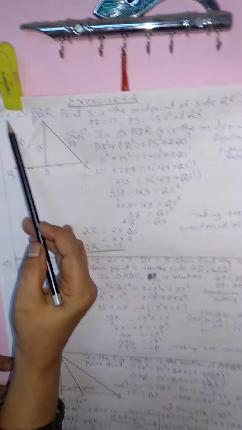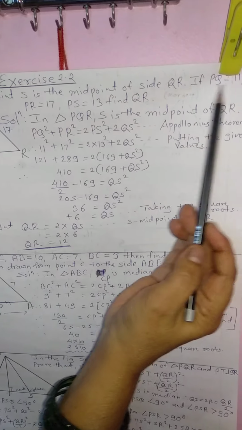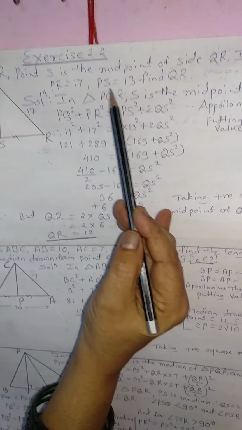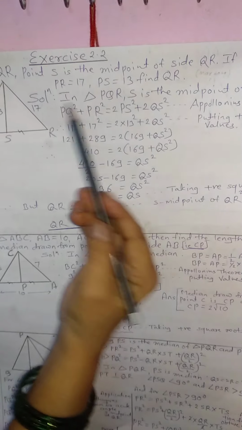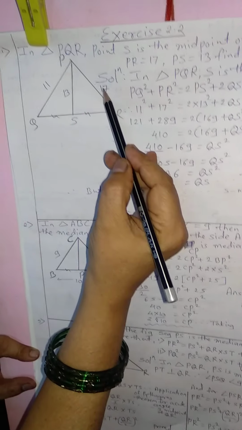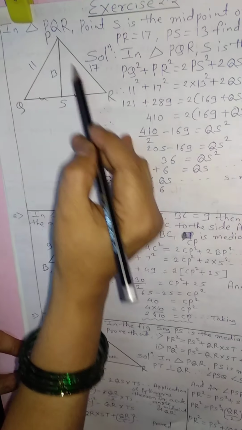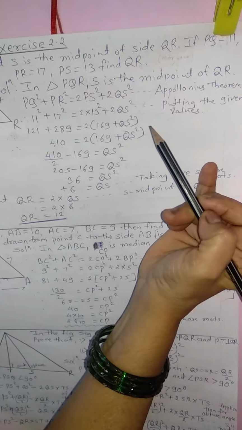First example. I will read the first example. In triangle PQR, point S is the midpoint of side QR. If PQ is equal to 11, PR is equal to 17, PS is equal to 13, find QR. So this is the example. In the figure PQR, PQ is given 11, PR is given 17, S is the midpoint of QR, so QS is equal to SR, and PS is given 13.